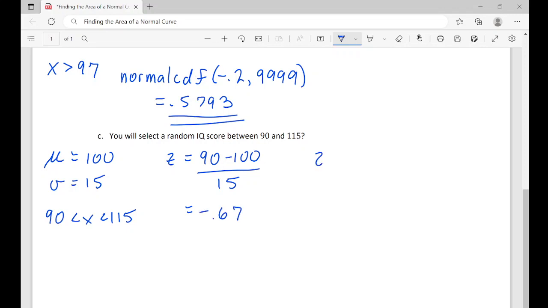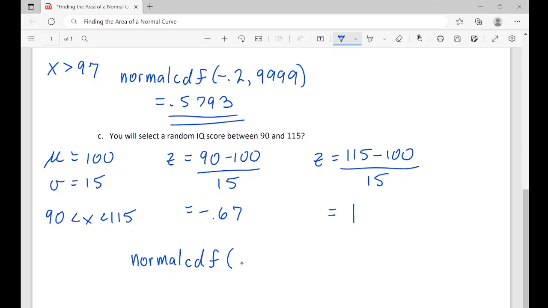And then we're going to do z again. Z equals 115 minus 100 over 15. And that means we're going to get a z-score of 1. So we're going to find the normal CDF between these two values. Normal CDF, our lower being negative 0.67 and our upper being 1.